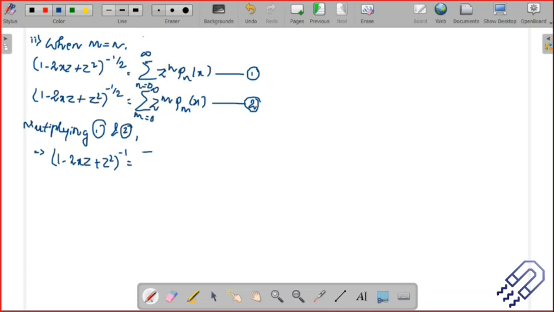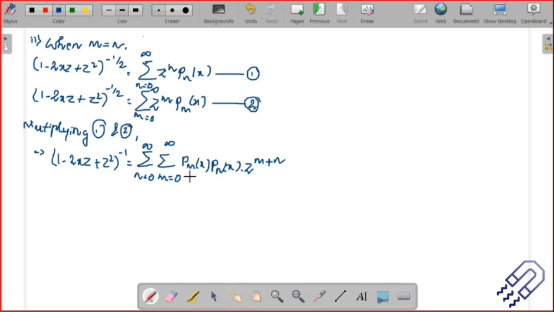So that means I will have two summations here. One is for n equal to 0 to infinity, and one is for m equal to 0 to infinity, right? And then I can write down this Pm x, Pn x, and then it will be z to the power, see powers are m and n, so it will be m plus n added, right? So we have the term now.